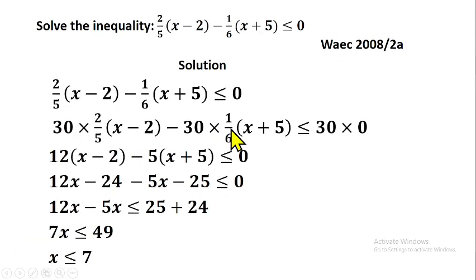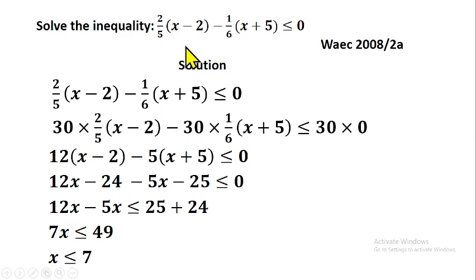Let's move further. Let's look at this WAEC past question. This is a WAEC 2008 question number 2A. Based on the knowledge you have gathered so far, it's quite simple. We have 2/5 into x minus 2, minus 1/6 into x plus 5, less than or equal to 0. Of course, you can see that you have fractions here. If you are very smart, you know what to do by now.